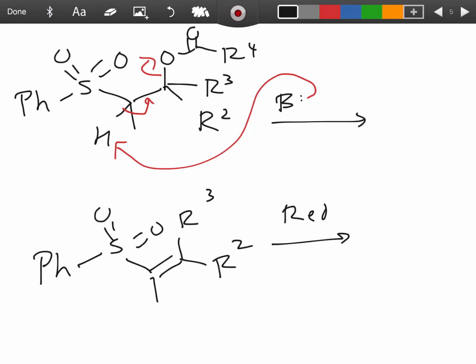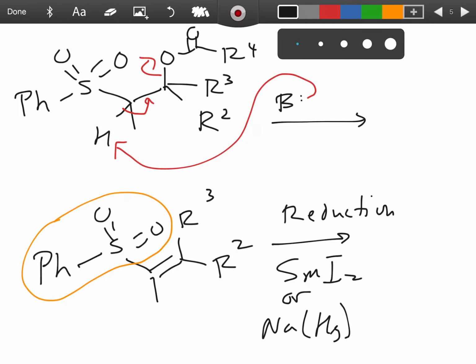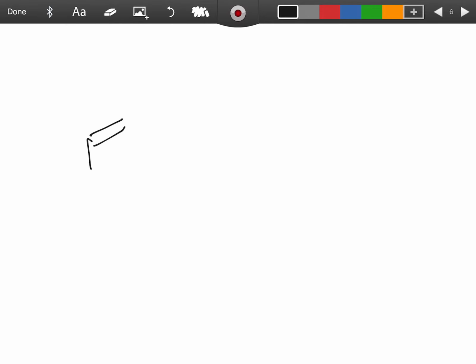And then your reduction, usually you do something like samarium iodide or sodium mercury amalgam. What this will do is one of those reagents removes the sulfone from the molecule and makes a vinyl radical. So what happens is this removes this group right here. So we end up with a radical.